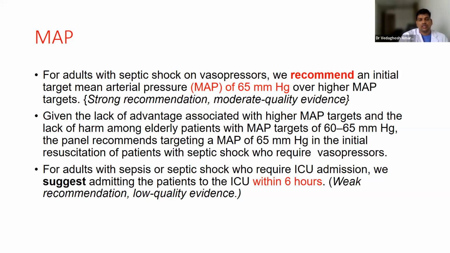And they say patients with sepsis and septic shock who require ICU admission should be shifted from the ER within 6 hours, because certain studies showed that when you prolong the ICU shifting beyond 6 hours, the morbidity increases. Whenever you shift the patient within 6 hours and give appropriate care, the outcomes have been better. That's what the guidelines say. So whenever a patient comes to the ER, try to shift the patient to your ICU within 6 hours, as early as possible.